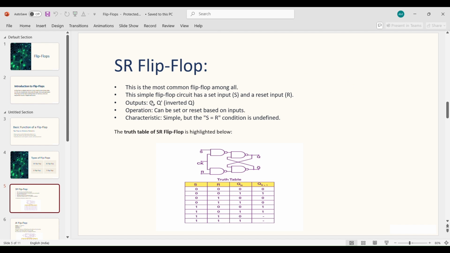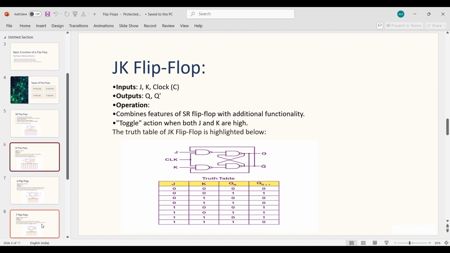This simple flip-flop circuit has a set input S and a reset input R. The outputs are Q and Q dash, which is also called inverted Q. And the operation of SR flip-flop is it can be set or reset based on inputs. And the characteristics are simple, but the S equals R condition is undefined. The truth table of SR flip-flop is highlighted below. It is a diagram for SR flip-flop and it is the truth table.